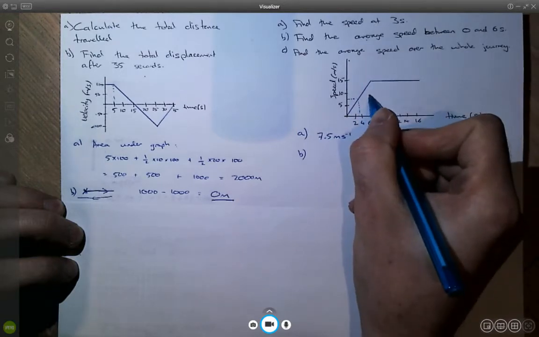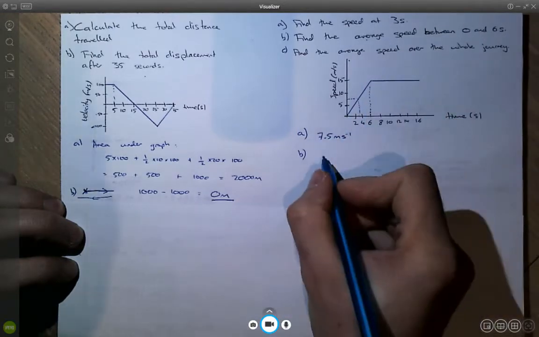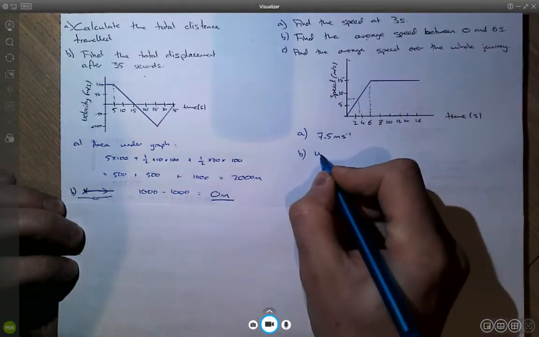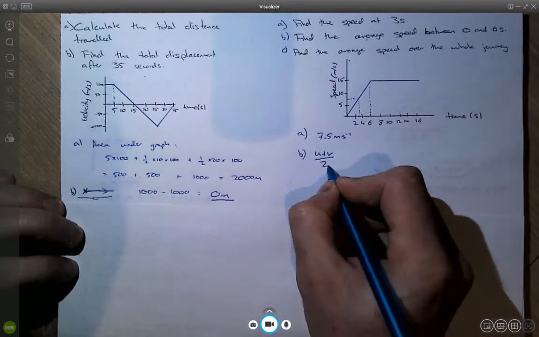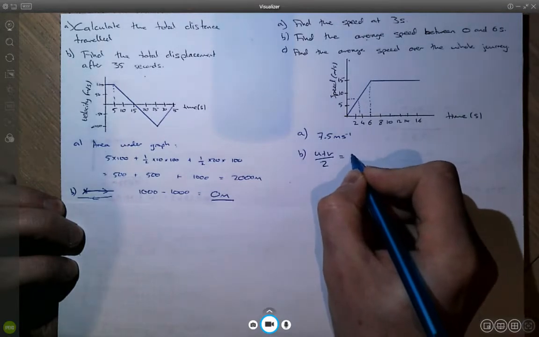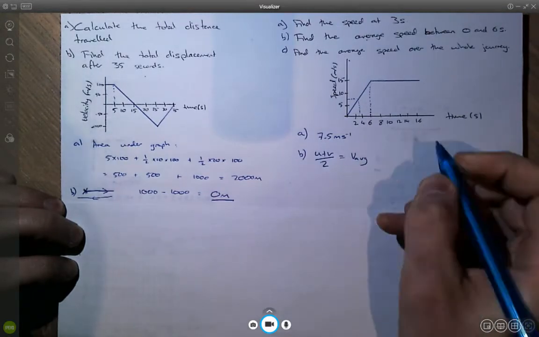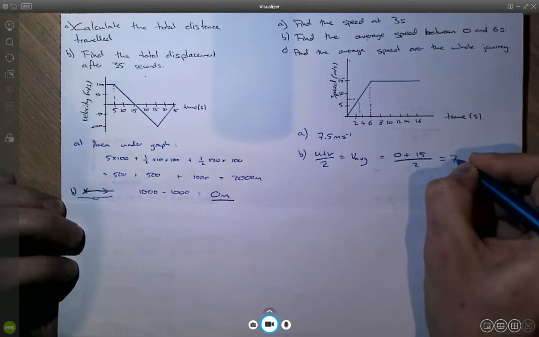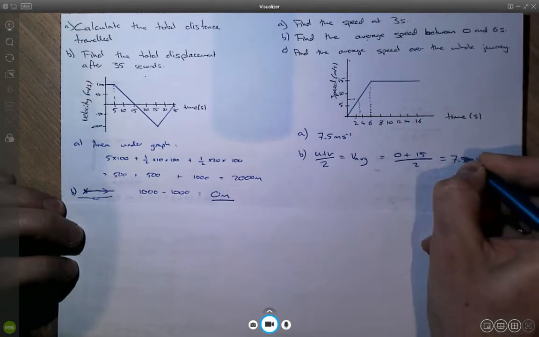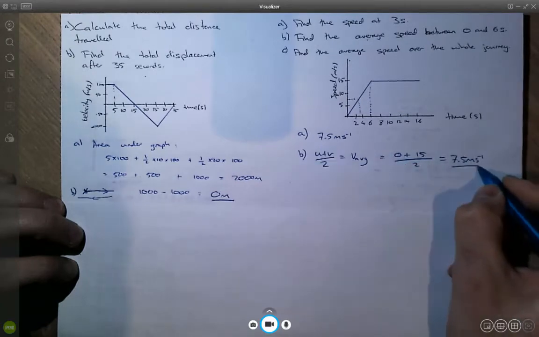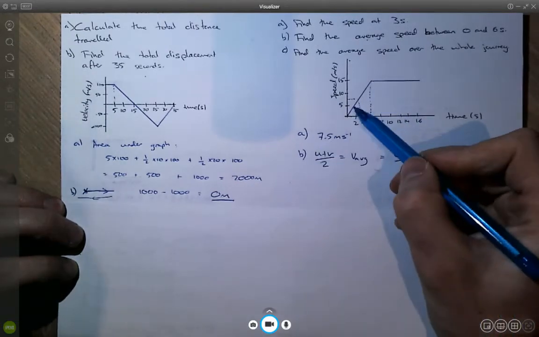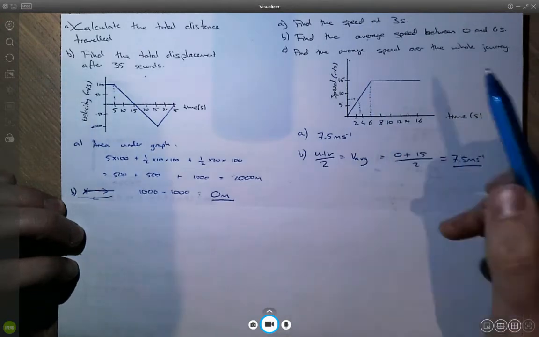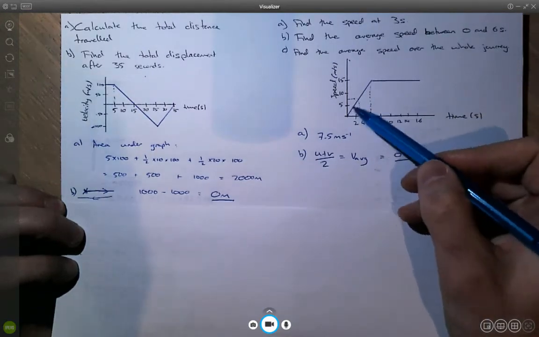In part B, it says find the average speed between 0 and 6 seconds, which is up here. So it's a constant increase in speed, a constant acceleration. So we can use this formula to work out the average speed. So 0 plus 15 over 2 is 7.5 meters per second, and it's exactly the same as in the first part, which is what we would expect because it's a straight line, and therefore we can see it's a constant acceleration.